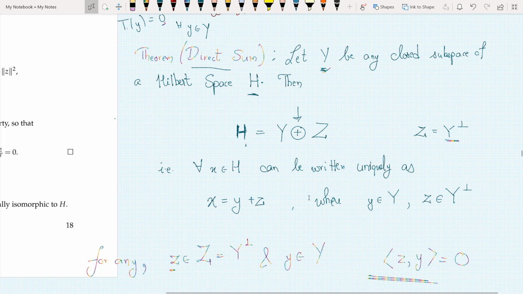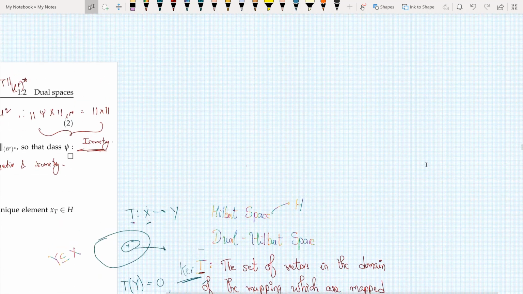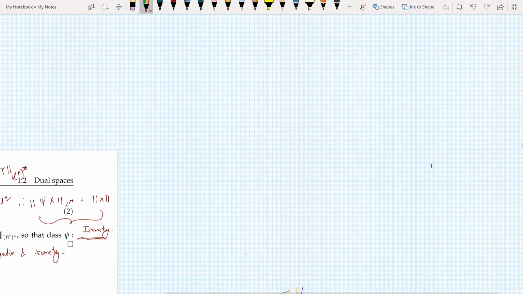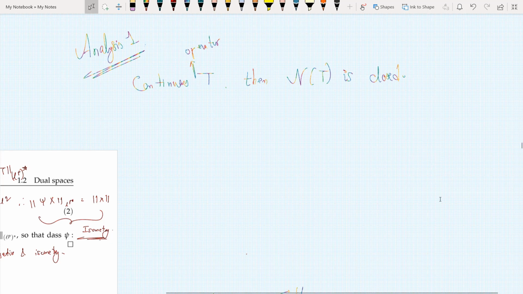The next thing that I want to talk about is that the kernel of an operator is a closed subspace. If I have a continuous operator T, then the null space of my operator is closed. This is also one of the theorems that we did in analysis 1. It's a pretty basic proof. You'll find it in any of the books, so I would rather not go into that.